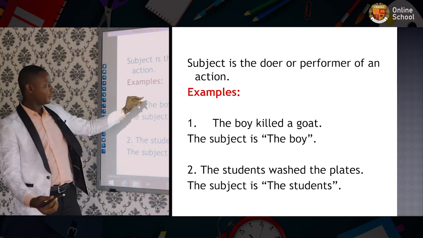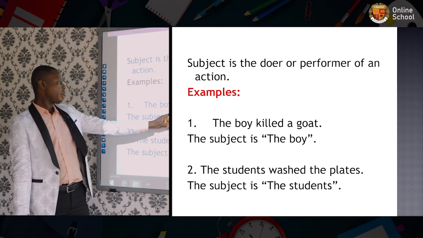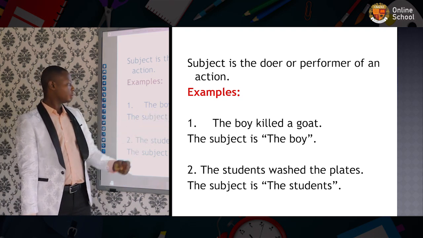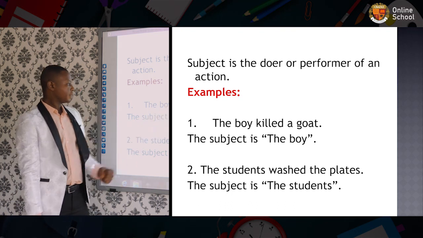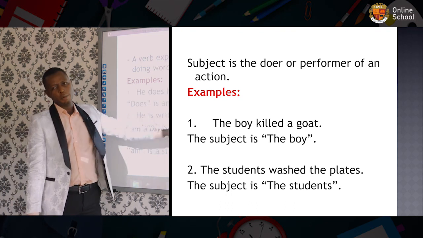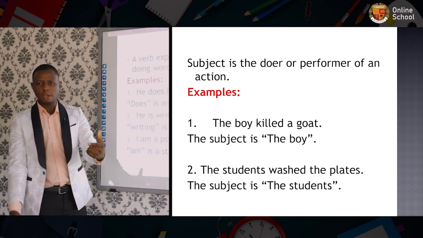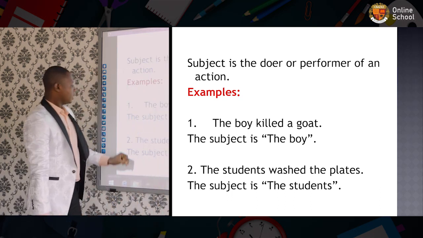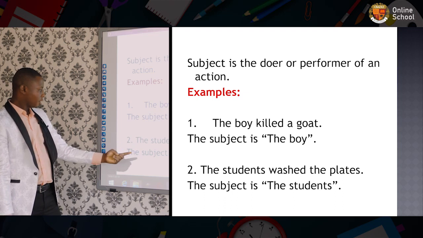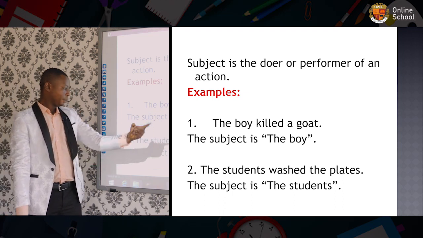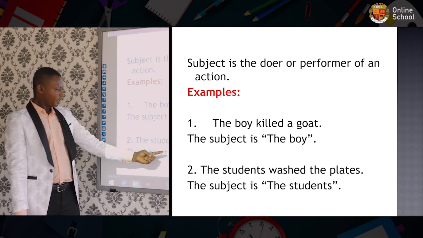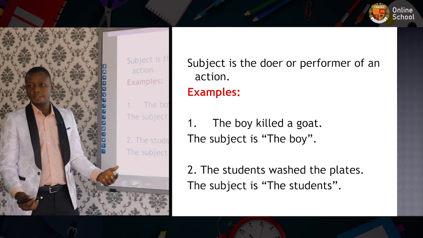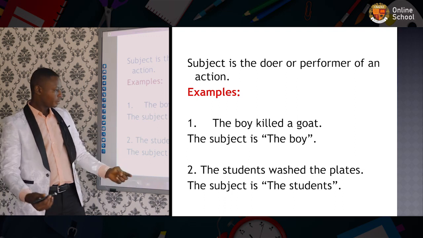Let us take a look at the following examples. For example, the boy killed a goat. Now, where is the subject of this sentence? The subject is the boy. Now, let us look at this other example. The student washed the plate. The subject in this example is the student, isn't it?